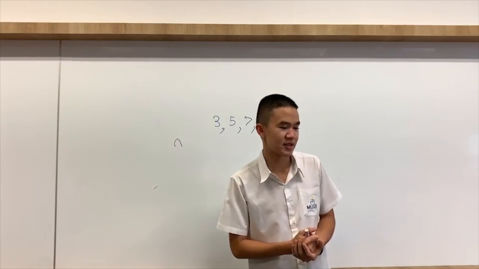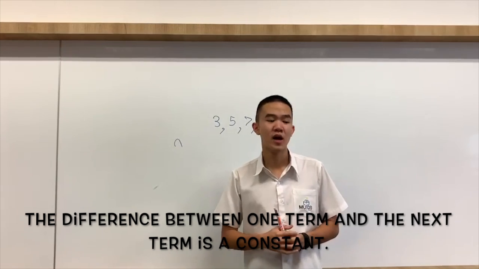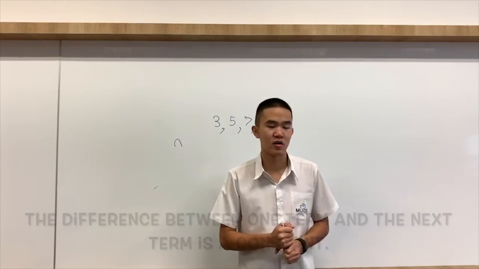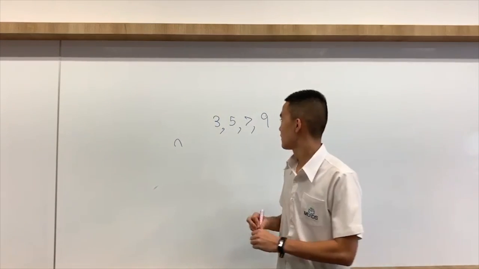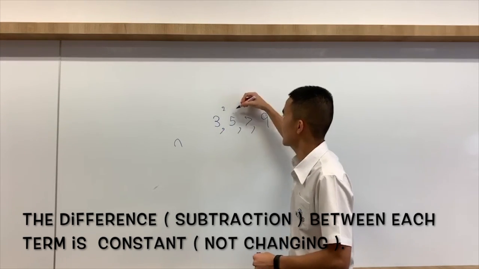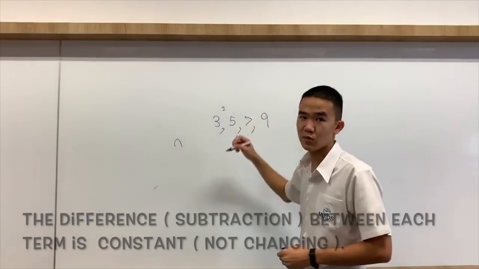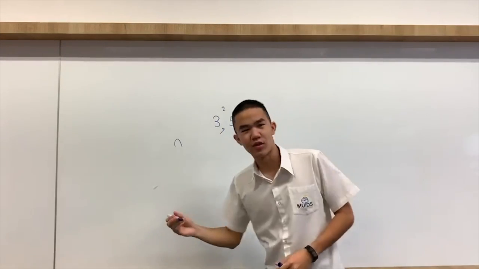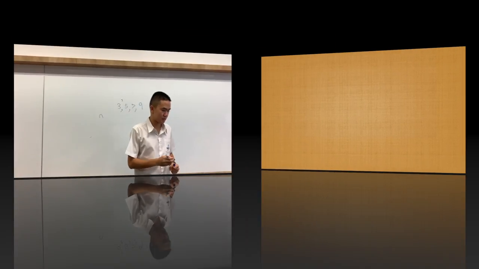So in an arithmetic sequence, the difference between one term and the next term is constant. For example, in this one, the difference between the first and the second term is 2, and it will continue to be 2 for the rest of the sequence. That is what an arithmetic sequence looks like.